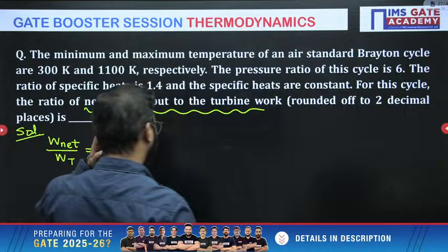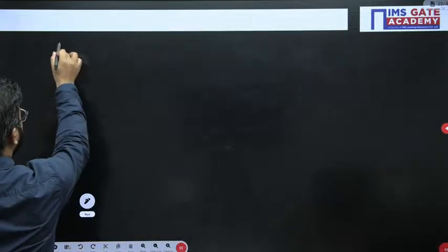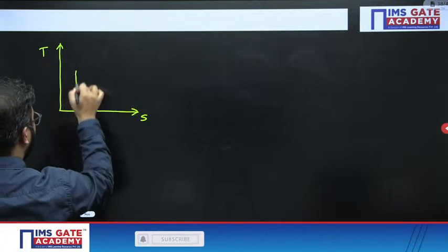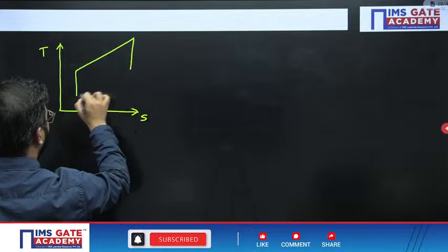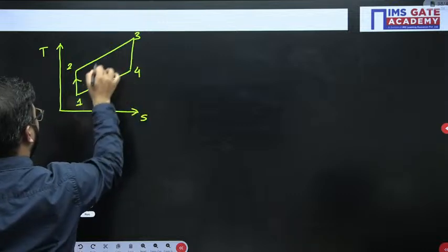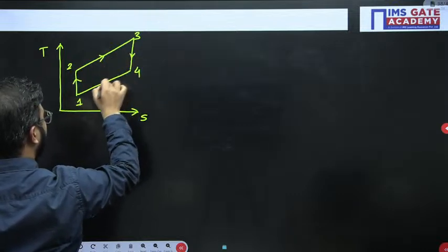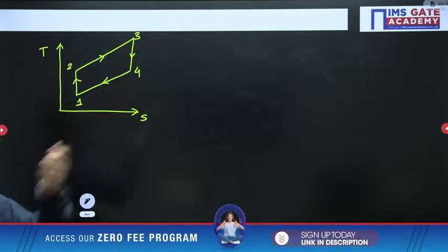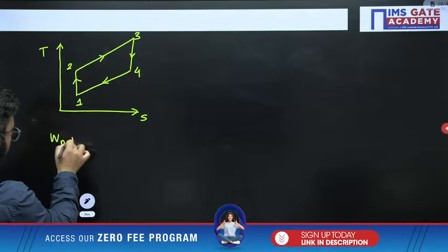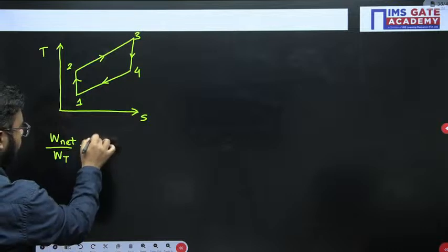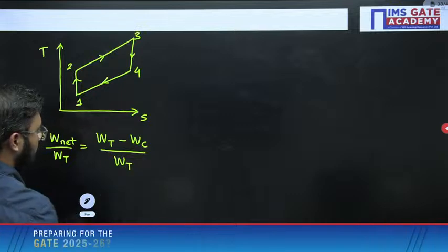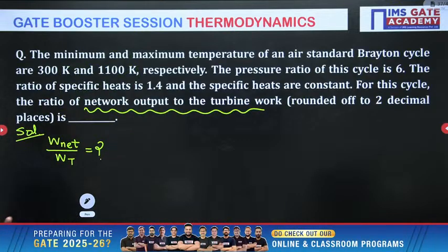Now see how we will solve this question. So first of all, let's suppose I draw the TS curve for the Brayton cycle: 1, 2, 3 and 4. 1 to 2 compression, 2 to 3 heat addition, 3 to 4 expansion and 4 to 1 heat rejection, like that. So this ratio we have to find out, net by turbine. So net is nothing but turbine minus compressor. Okay, correct? Is it clear, everyone?